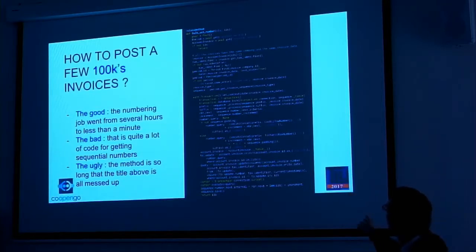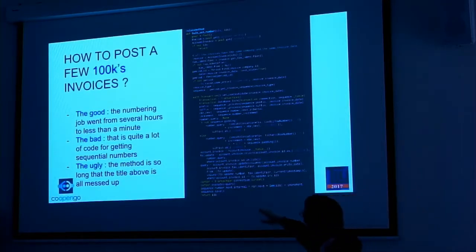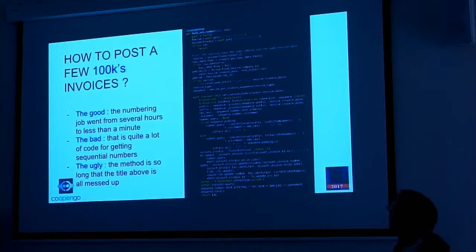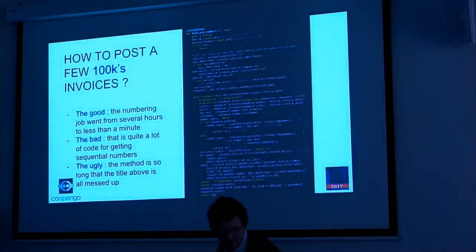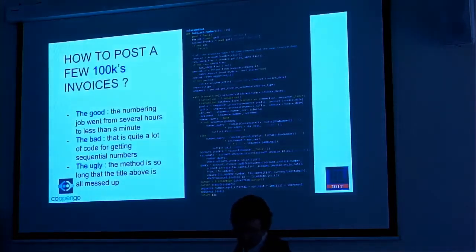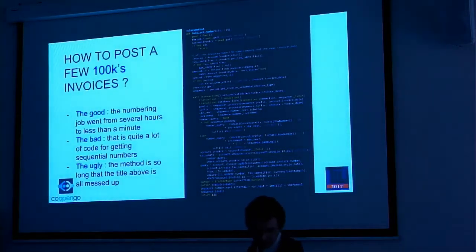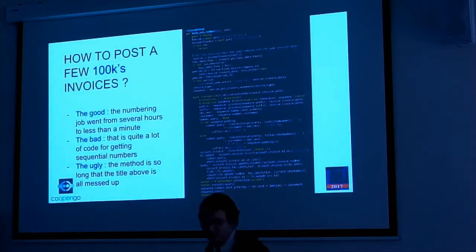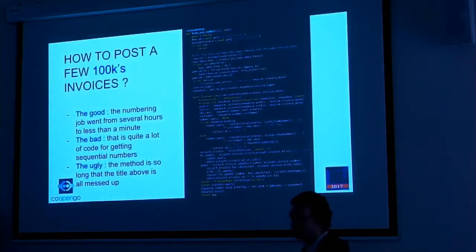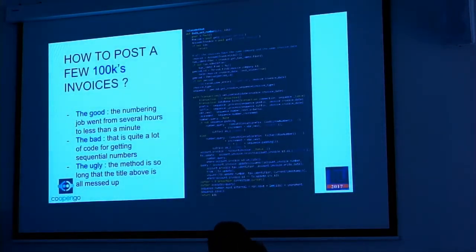Once this is done, we finally update the next internal number on the sequence. So we did it with SQL, with one query, instead of calling the set number method. This works well. The job, which took several hours, now takes less than a minute. So that was good. What is bad is that this is a lot of code, only for getting sequential numbers.